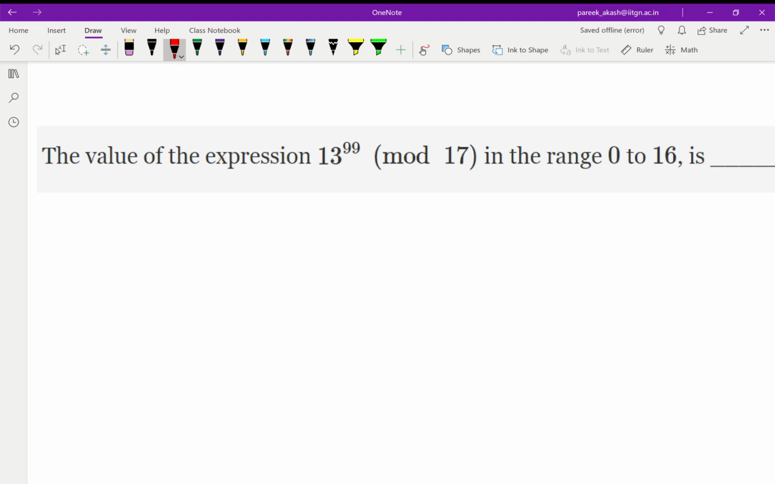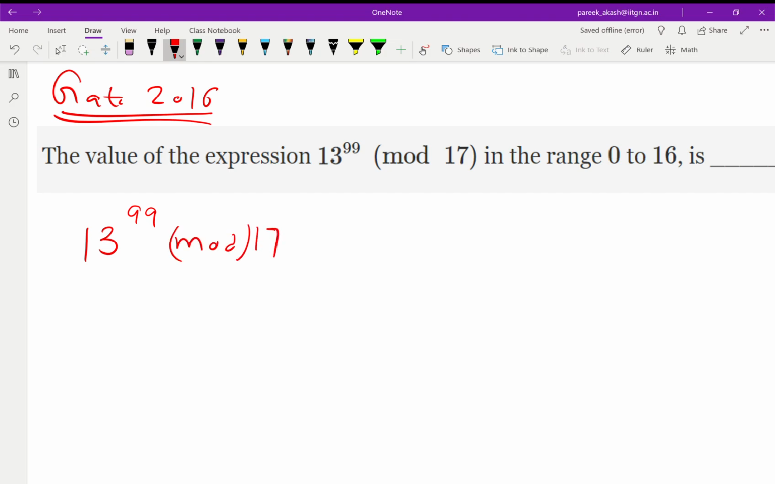Hello everyone, my name is Akash Parik and in today's video we are going to solve a question which appeared in GATE 2016, and this is a numerical type question. Today I have taken a numerical type question and the question is very easy, we just need to apply a trick. So the question is: what is 13 to the power 99 mod 17?